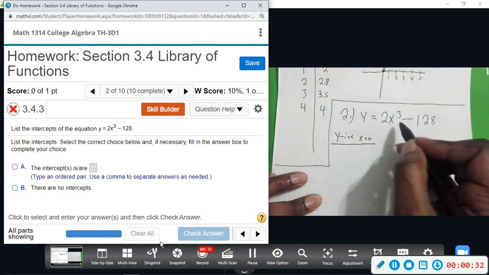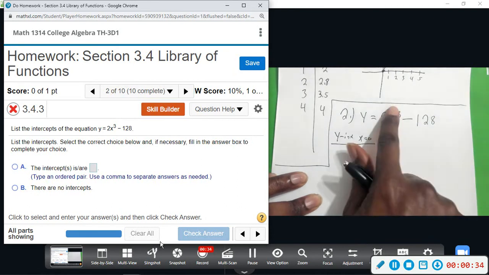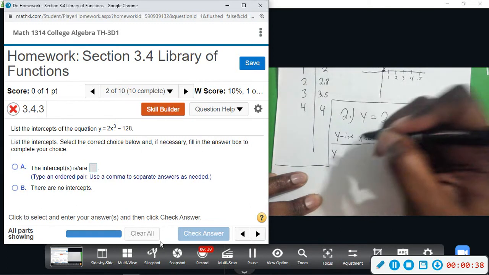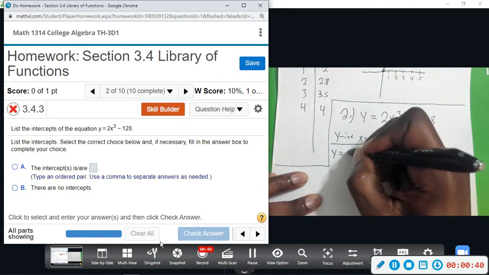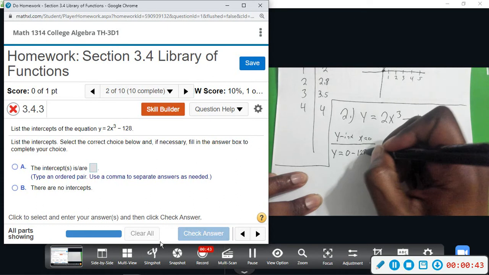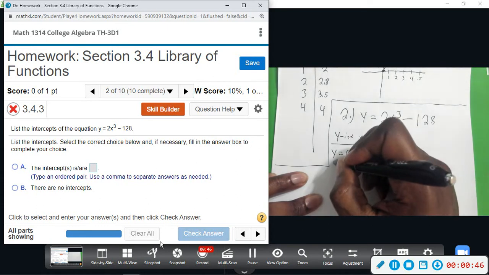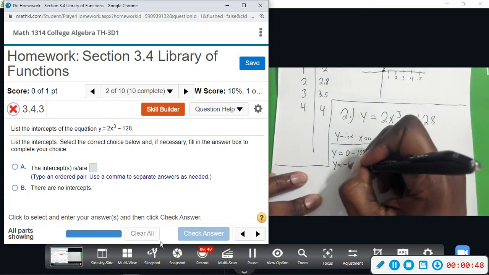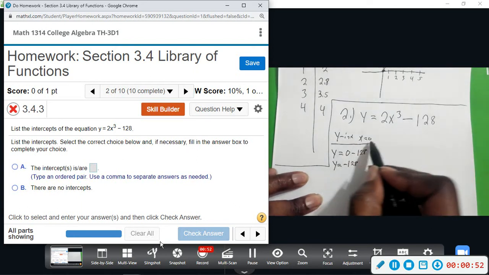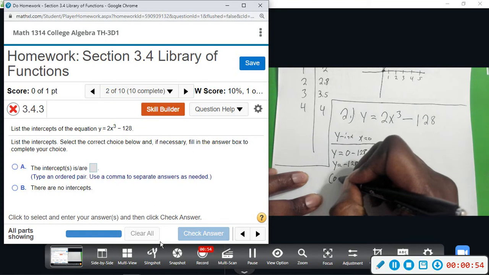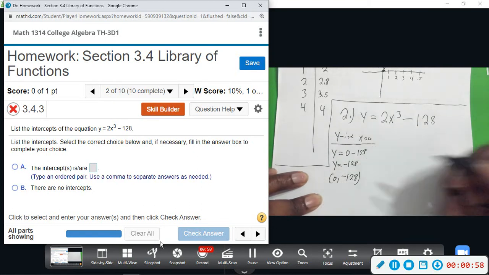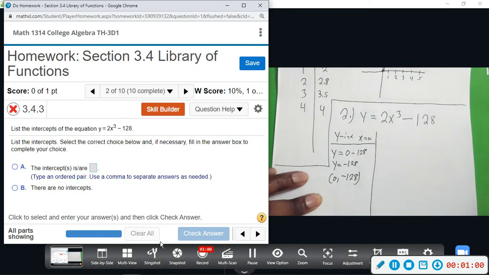So in this equation, I'm going to plug a 0 here. So this whole term is going to go away. So for y, we end up with 0 minus 128. And then 0 minus 128 just gives us y equals a negative 128. Alright, so my y-intercept is the ordered pair x is 0, y is negative 128. So that is the y-intercept.